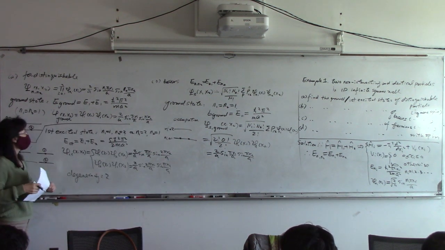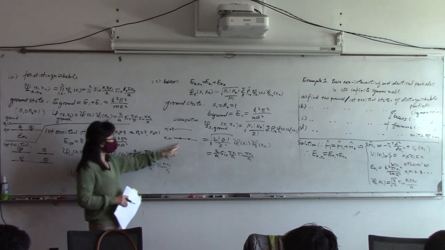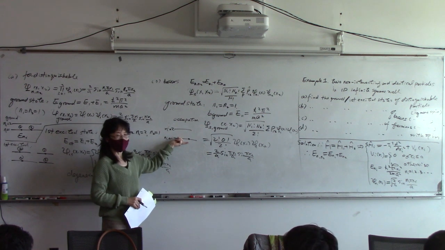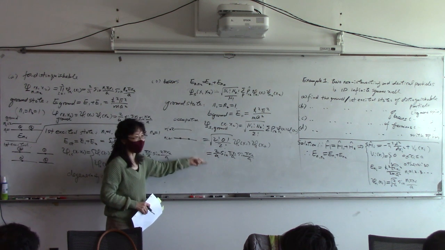No distinguishing. Here I can distinguish particle 1 and particle 2, but this is indistinguishable. We only know there are two particles staying at the ground state, the n equal to 1 state. That is the ground state. That is the ground state energy, that's the ground state function.